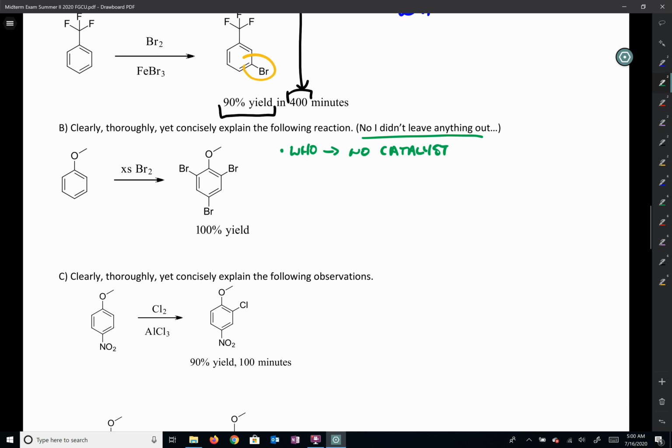But it's another aromatic substitution. We've got a not so great electrophile here, right? Br2 is not a good electrophile. So the what, right? This is our electrophilic aromatic substitution again, right? Here would be a good time to draw the mechanism.